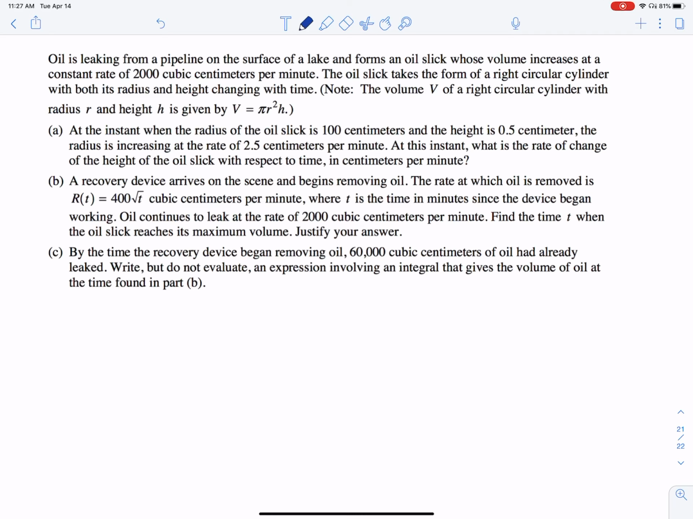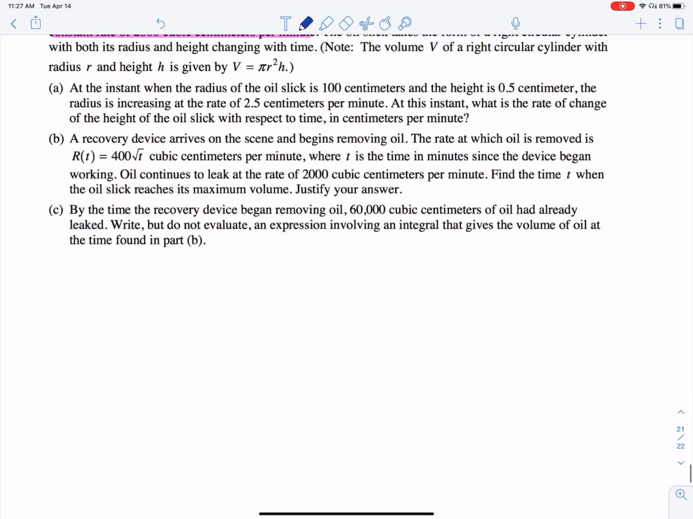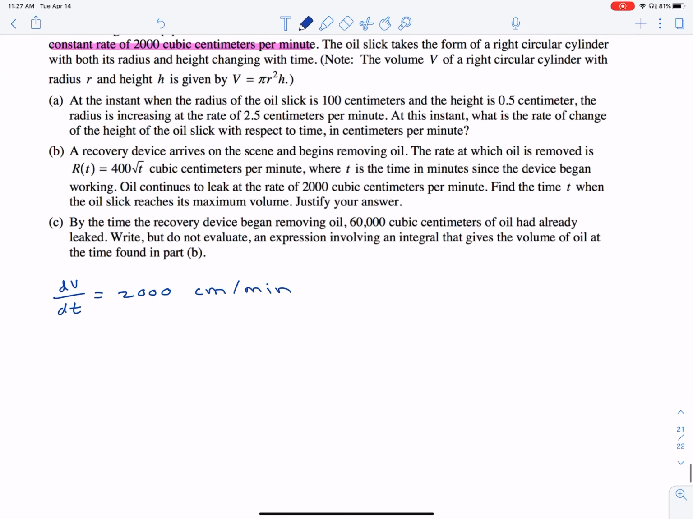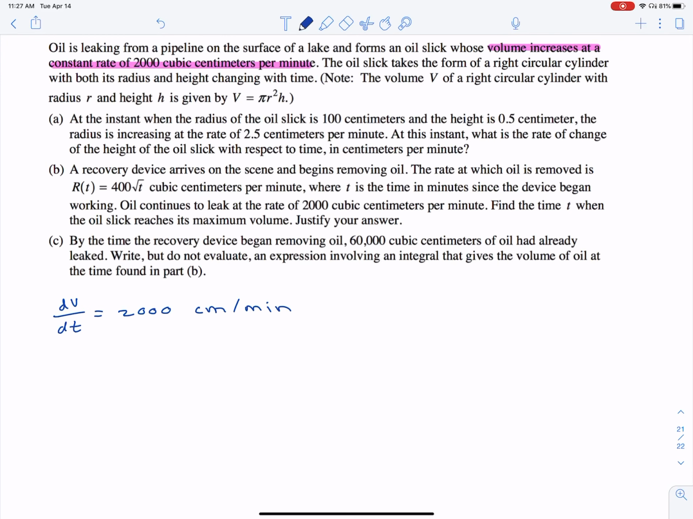Oil is leaking from a pipeline on the surface of a lake and forms an oil slick whose volume is increasing at a constant rate of 2,000 centimeters per minute. So this is important. Its volume is increasing at this rate. So in other words, dV/dt equals 2,000 centimeters per minute. Let me just double check. Yep, 2,000 centimeters per minute. That's important, right? That's the rate of change of the volume.